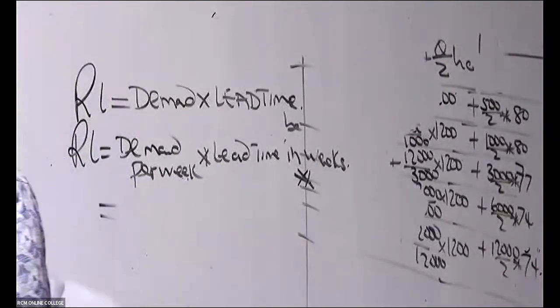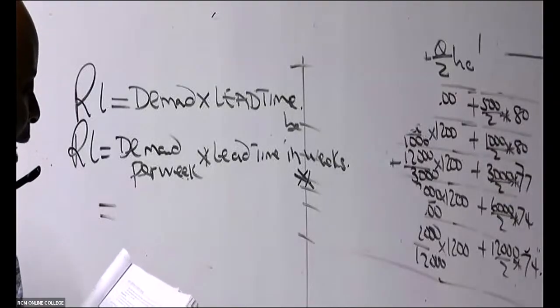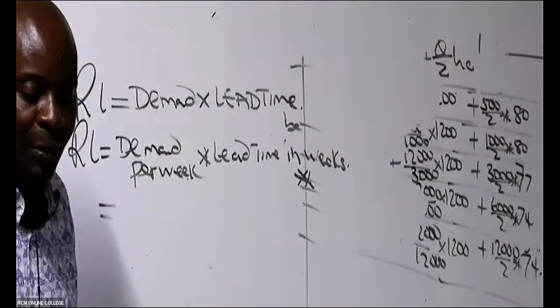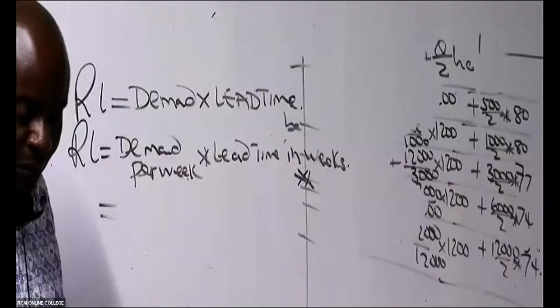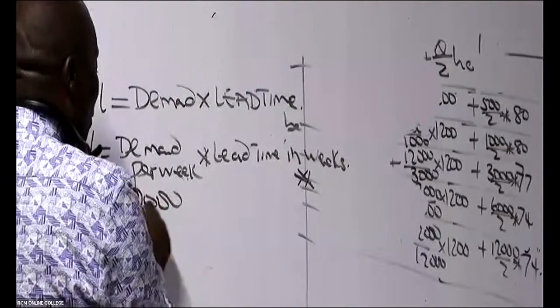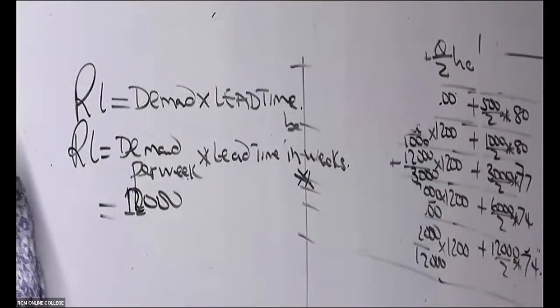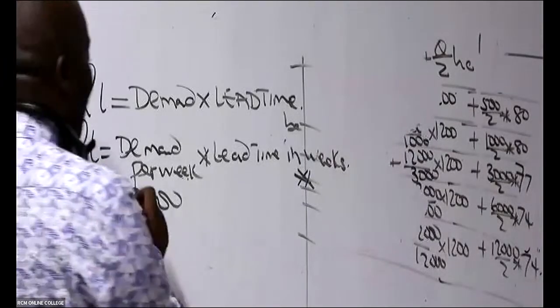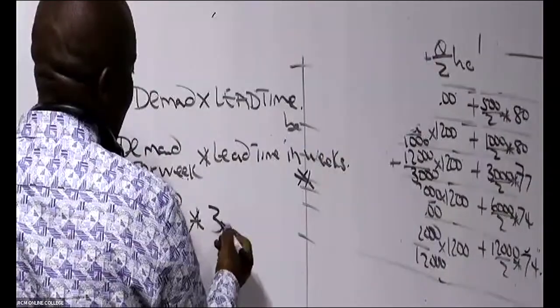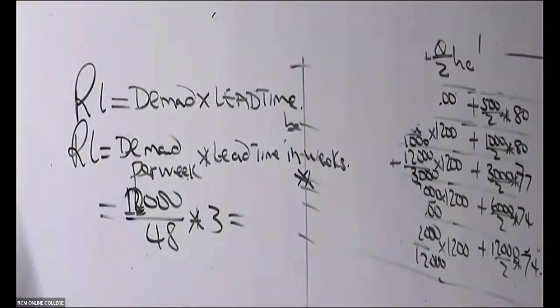Has demand per week been given? Demand per week has been given. Do you remember the annual demand? It is 12,000. Do we know how many weeks make a whole year? From note number 6, they are 48. So to get demand per week, divide this by 48, times the lead time, which is 3 weeks. So are you able to give us this reorder level, the amount that you must set aside?